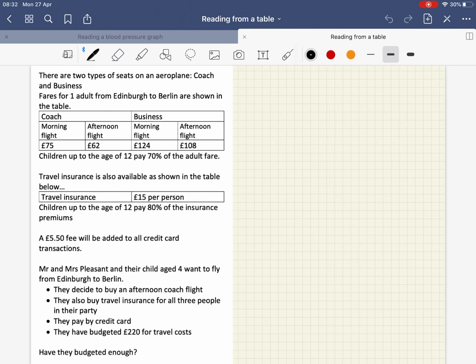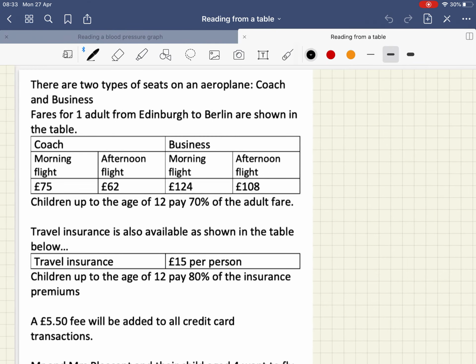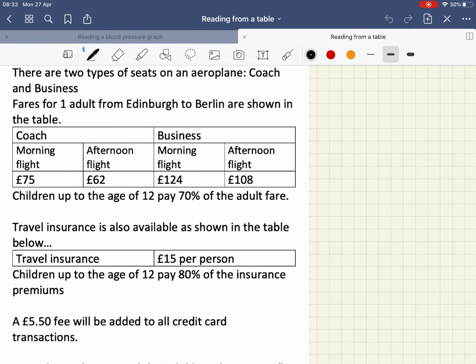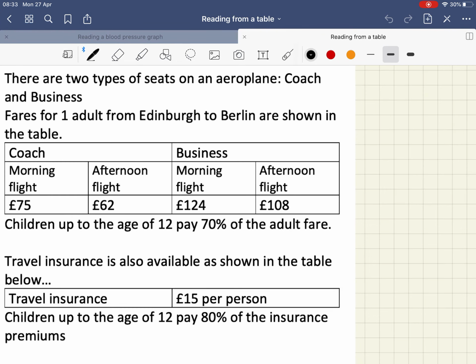So looking at our first question here, we are told there are 2 types of seats on an airplane, coach and business. And I'll zoom in and then scroll down just so if anyone's on a mobile they can see a little better. Fares for one adult from Edinburgh to Berlin are shown in the table below, and we've got these 2 different sections. The main thing is that we've got this coach section, which is then divided up into 2, and then you have this business section as well.